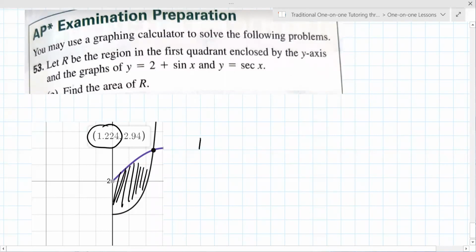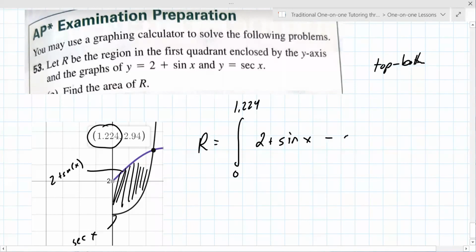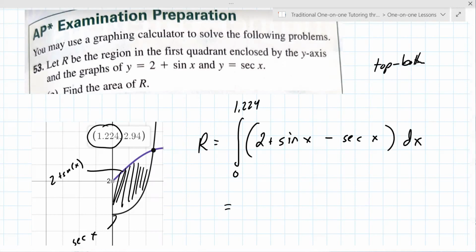Okay, that's part A. So R is the integral from 0 to 1.224, and then it's top minus bottom. I guess I didn't show you, the top curve is 2 plus sine x, and the bottom one is secant x. So it's 2 plus sine x minus secant x dx. And the only way to do that is with a calculator. There's no known way to do that by hand.